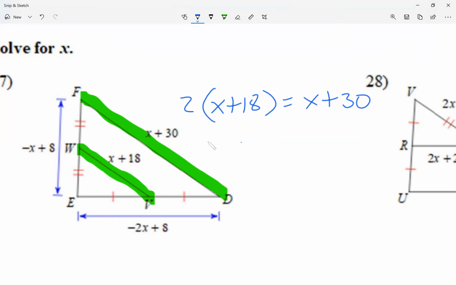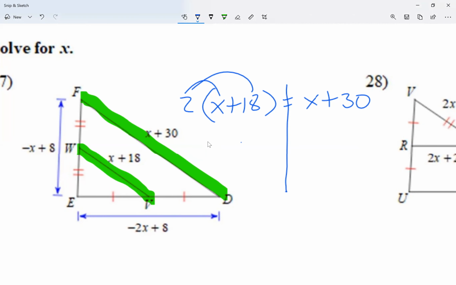Now, let me just treat it like an algebra question. I remember in algebra, when there's an equal sign, I separate my sides. Let me separate them. And the first thing I'm going to do is get rid of parentheses. We learned back in the day something called distributive property. So the number outside of the parentheses, I'm going to multiply to the terms on the inside.